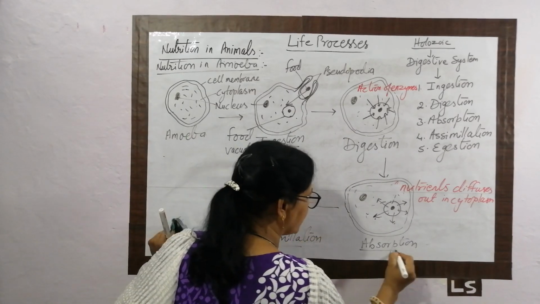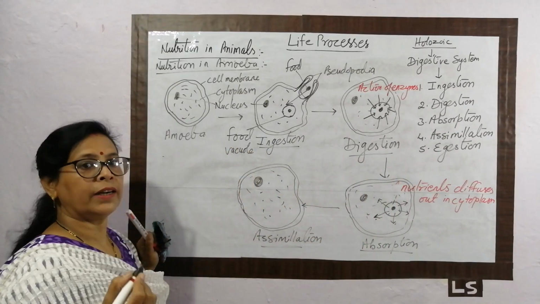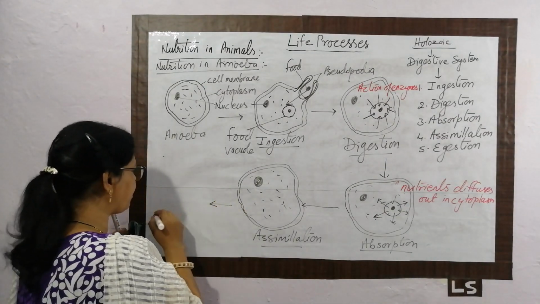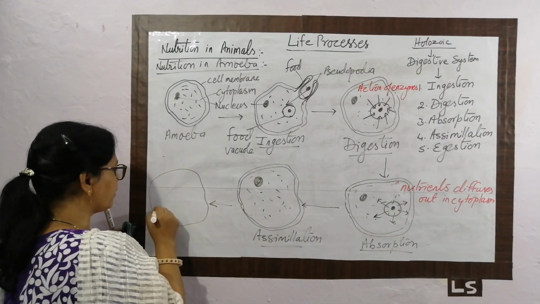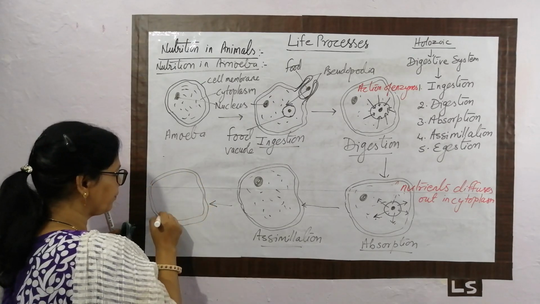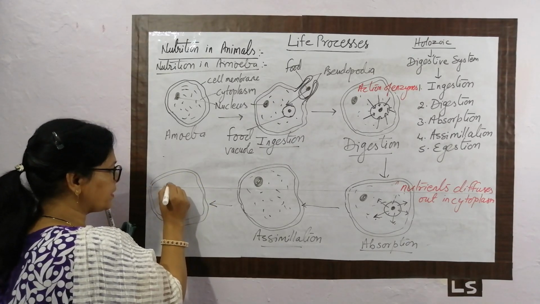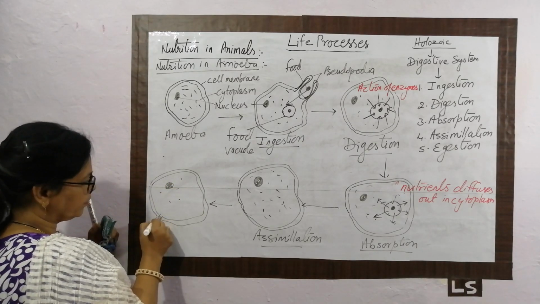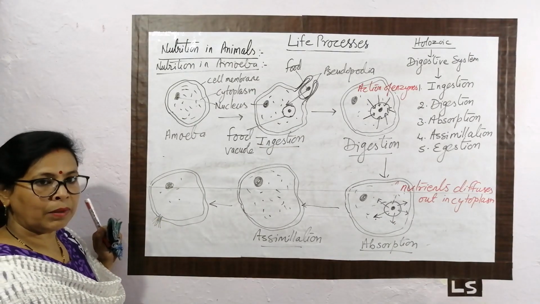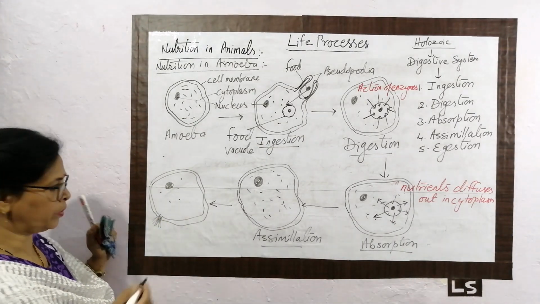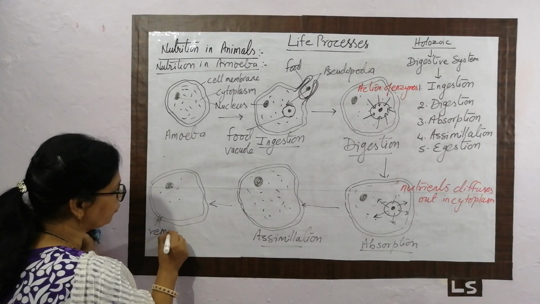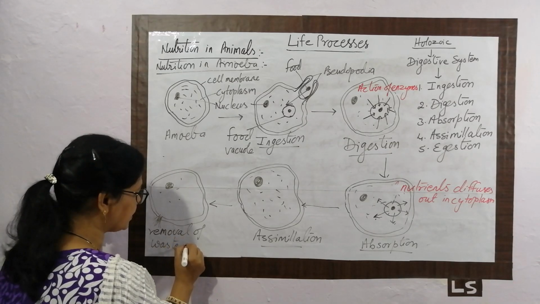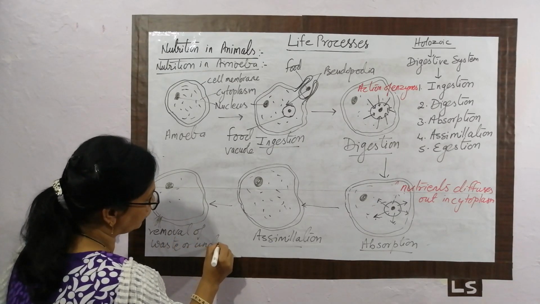In the process of digestion, certain impurities or undigested food waste material remain in the cell. So what happens in the next step? The cytoplasm collects all the waste substance, punctures the plasma membrane or cell membrane, and throws it out from the body. This is the removal of waste or undigested food.